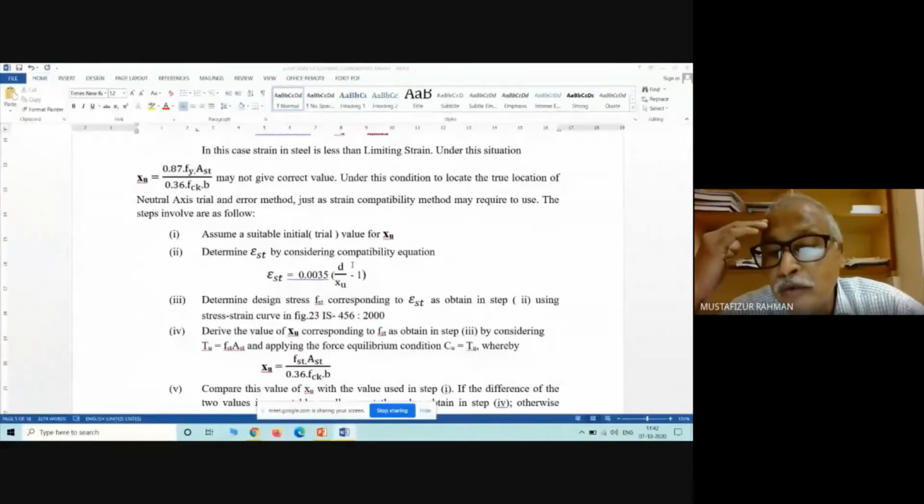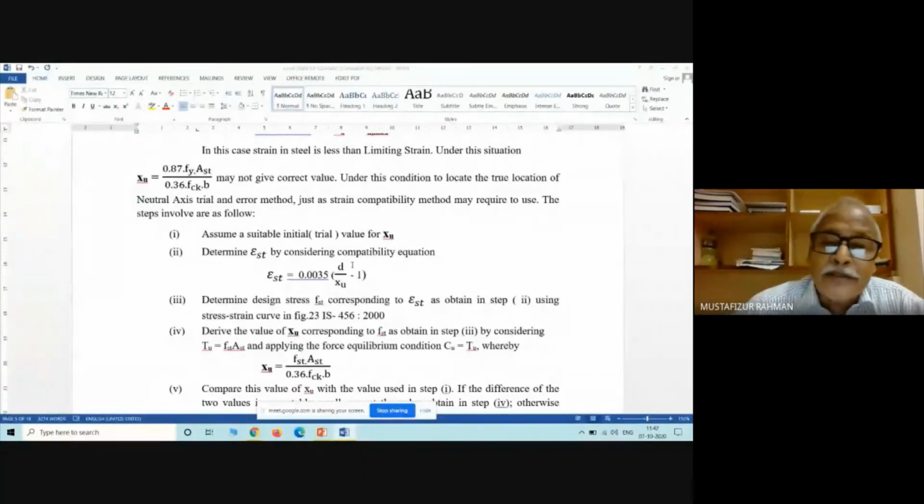Determine the design stress FST corresponding to epsilon ST as above in step 2 from the stress strain curve. This curve is available in IS 456, also in your textbook. So the approximate strain we got, now with respect to this strain epsilon ST, from that curve we will be able to find out FST, the stress in steel.